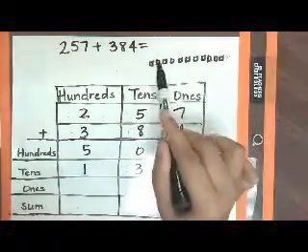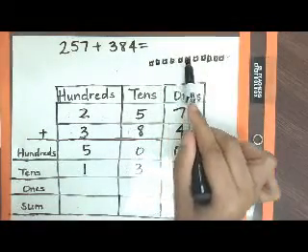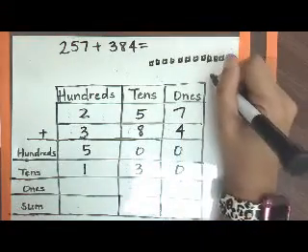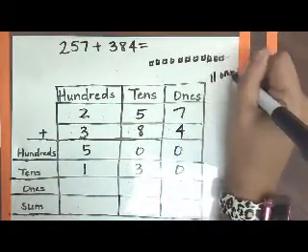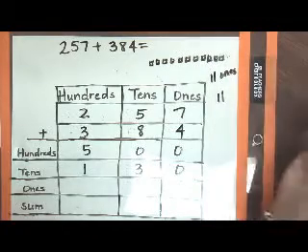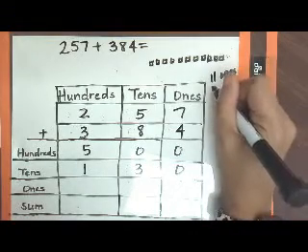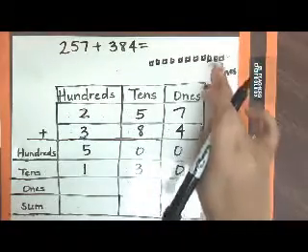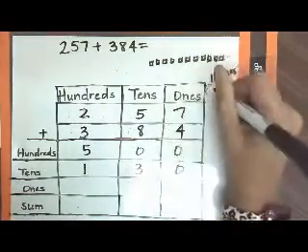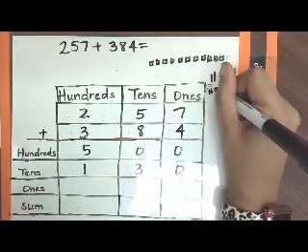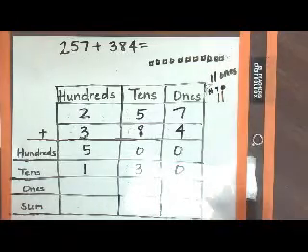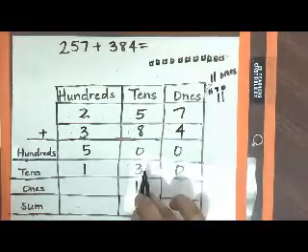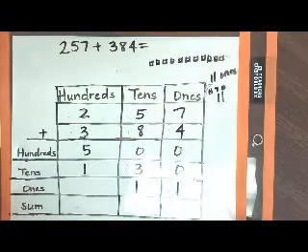So we're going to add those all together. We have 1, 2, 3, 4, 5, 6, 7, 8, 9, 10, 11. 11 ones equals 11. And if we're looking at place value, there are no hundreds in the number 11. There is 1 ten and 1 one. So we're going to show 0 hundreds, 1 ten, and 1 one.